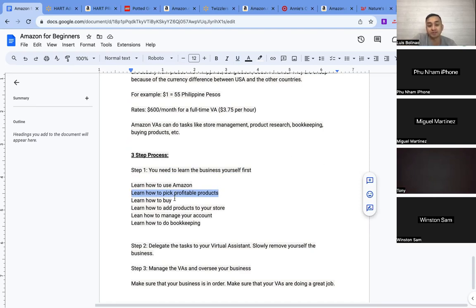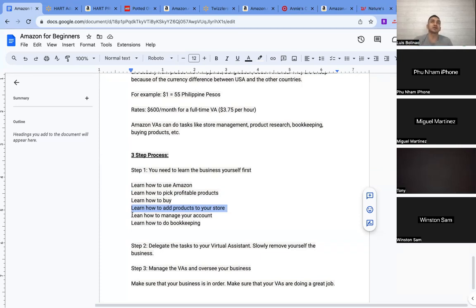Learn how to buy products, meaning learn how to buy from your supplier, learn how to ship it to your prep center, just learn the basics of buying products. And then learn how to add products to your store, right? These are basic skill sets as Amazon sellers. You need to understand how to add products to your store, how to pick products, how to buy products.